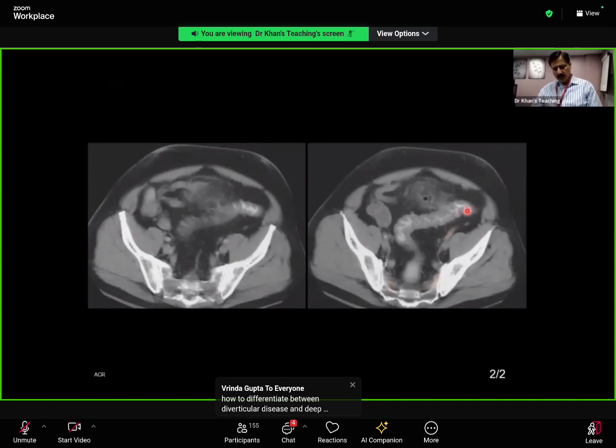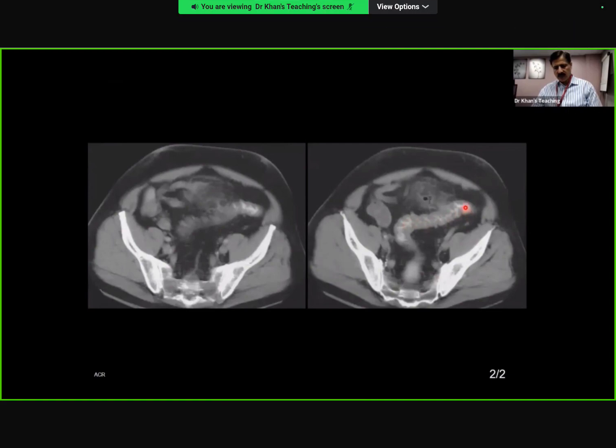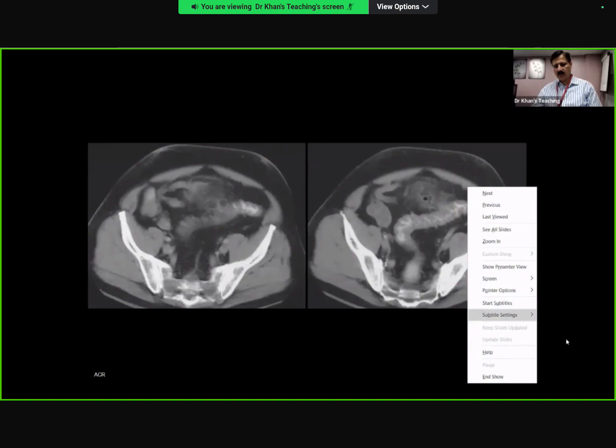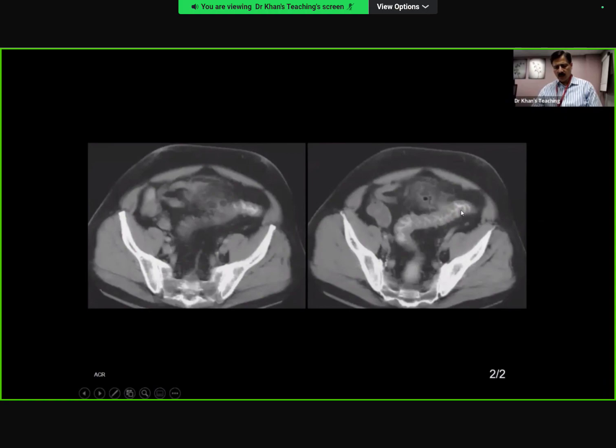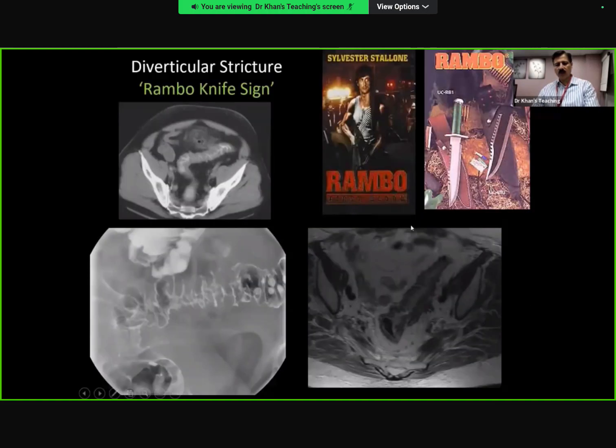Look here, this is the CT scan of the same patient, and you can see this high density thing is the mucosa, and you can see this thickened wall right and left, and you can understand, let me change my mouse to a pointer form. Now you can see how the mucosa goes up and down type of appearance. There is no destruction. So this is the peculiar appearance of a diverticular stricture.